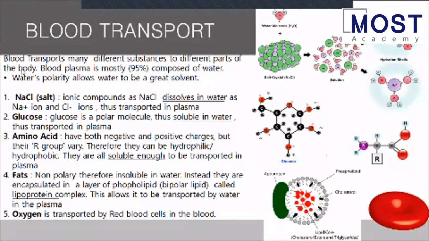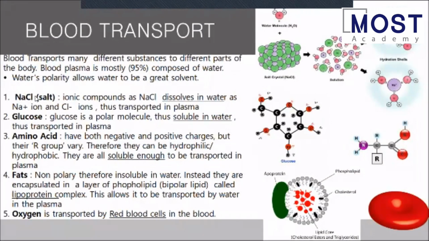So instead of fat being directly transported, it needs a carrier, something to surround it so that it will help it dissolve in water and be transported through the blood plasma. This is called a lipoprotein complex. The lipoprotein is a special type of lipid, which is called phospholipid. These are polar lipids, okay? So they can easily dissolve in water.